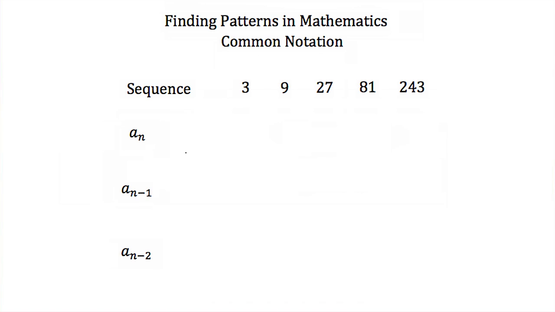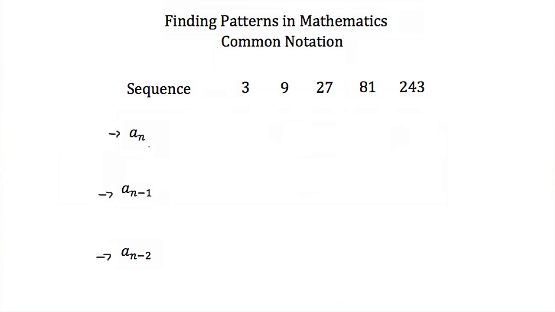Other common notation that you'll find other than a sub n is a sub n minus 1 or a sub n minus 2. A sub n minus 1 just means that we're subtracting 1 from n. Well again, a sub n is some term in our sequence. So if we have a sub n minus 1, then that just means this is the term before a sub n in the sequence. A sub n minus 2 would be the term 2 terms before a sub n in the sequence.